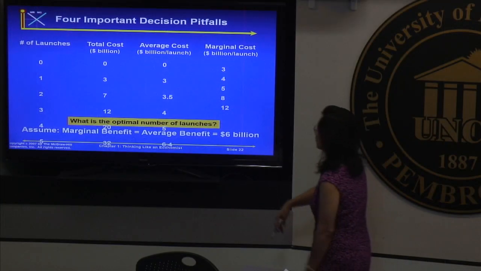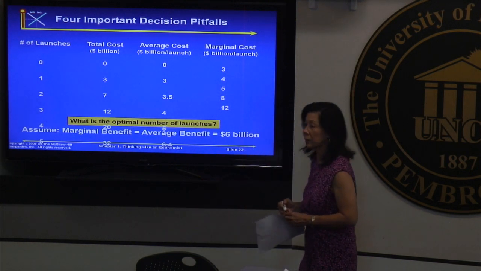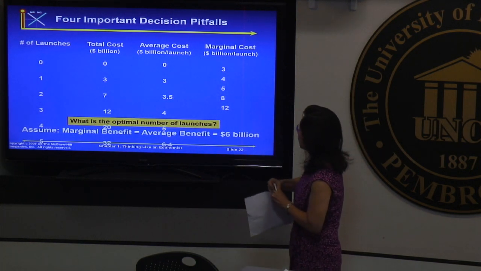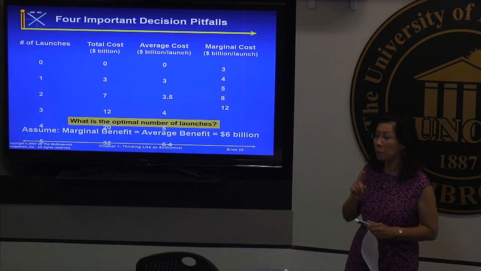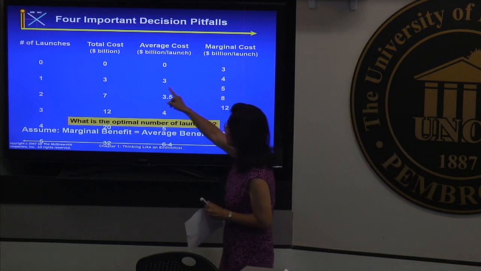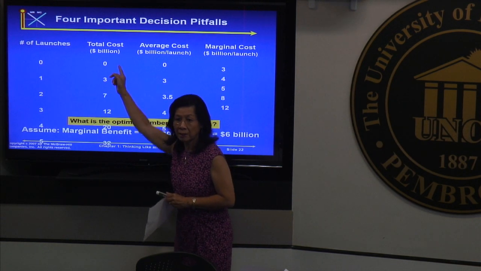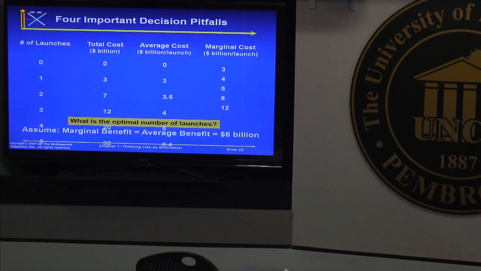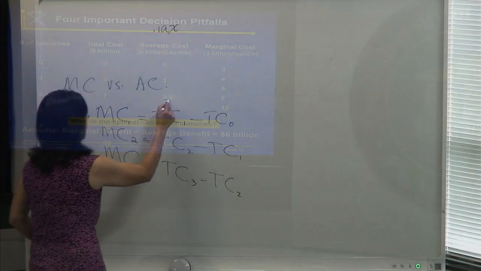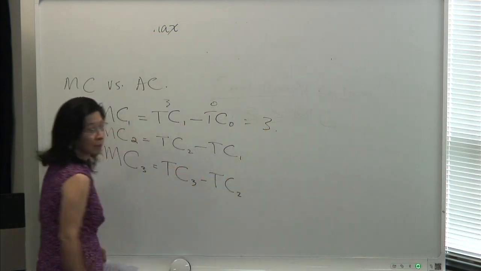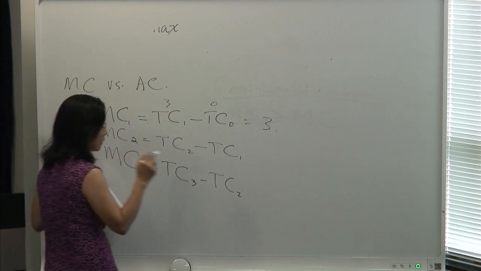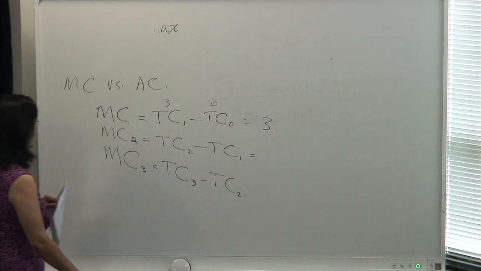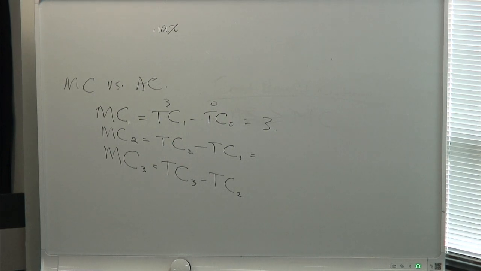Okay, got it. So let's look at the first one. How do we get 3? So 3 will be your MC1, the marginal cost of the first unit. That will be the total cost of 1 unit, which is 3, minus 0. We get 3, right? Simple math. You don't need your calculator, but if you have it with you, that's good. Be ready.